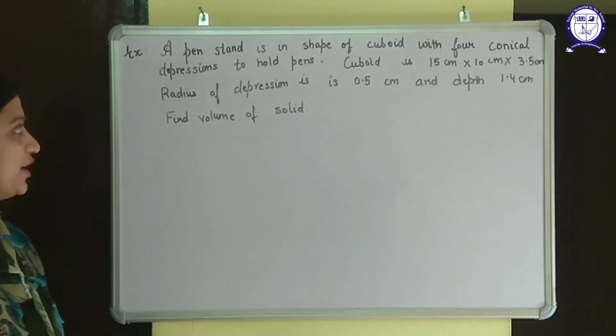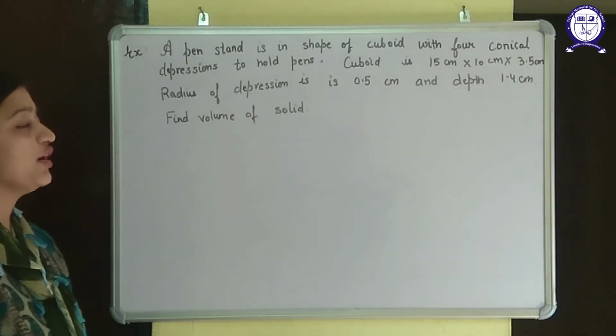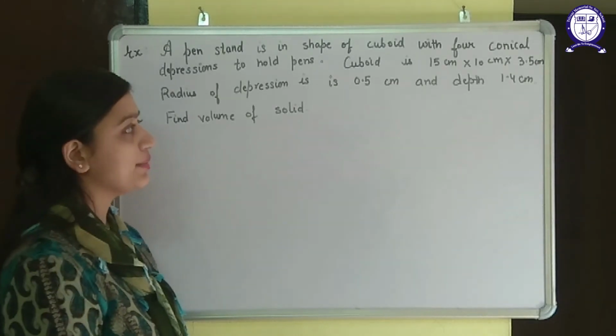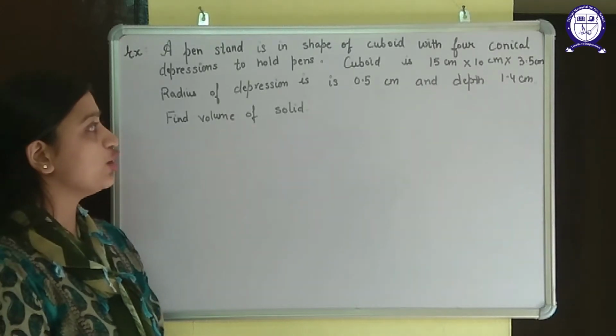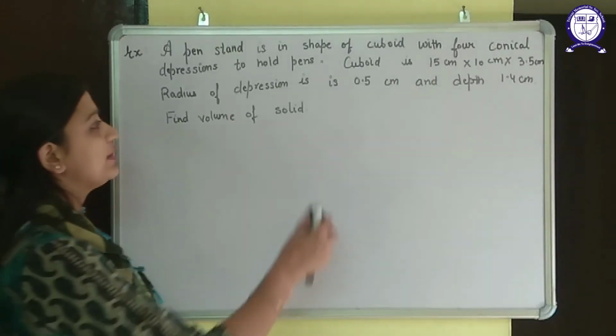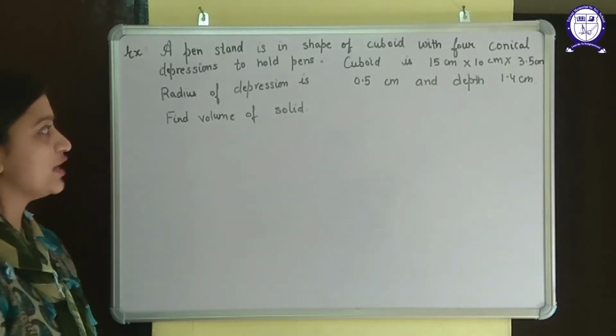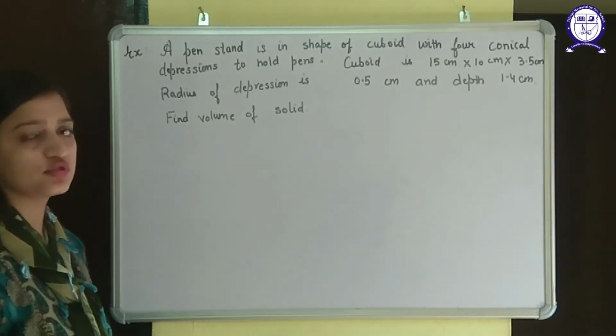Now coming to the next example, a pen stand is in the shape of a cuboid with 4 conical depressions to hold pens. Cuboid is 15 cm by 10 cm by 3.5 cm. The radius of depression is 0.5 cm and depth is 1.4 centimeter. Find the volume of solid.